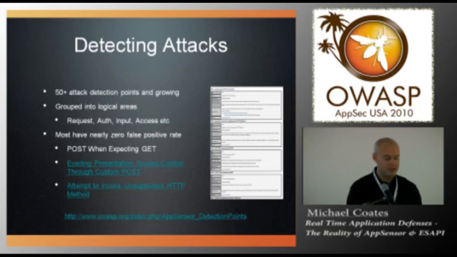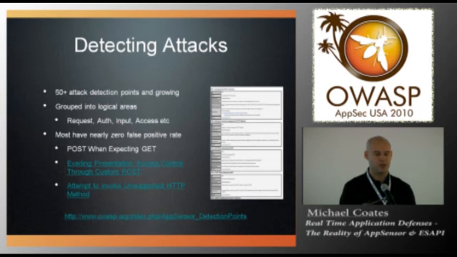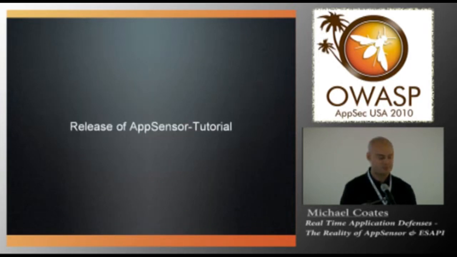And if somebody evades presentation layer access control, now we know that presentation layer anything can't be relied on for security, but we also know that if something that we present to the user is changed or bypassed, then they must have taken conscious steps to do that through a Firebug type plugin or a proxy. So we know they're up to no good again. Another example, invoking an unsupported HTTP method. That's not something you do accidentally. So there's about 50 different points, most of them with very low false positive rates along these lines of ways to detect attackers.